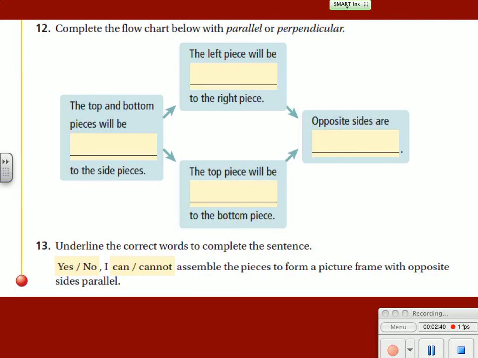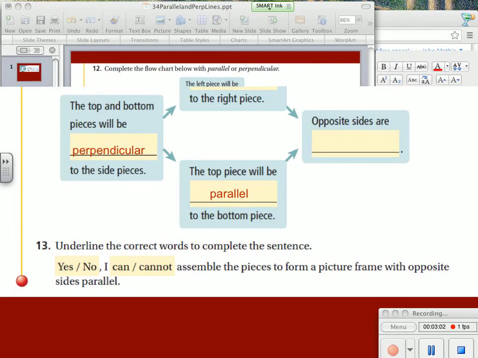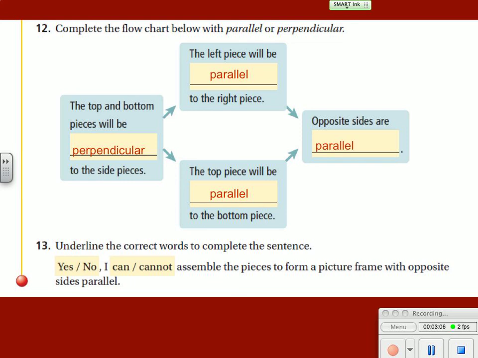So the top and bottom pieces will be parallel. The left piece will be parallel to the right piece. The top piece will be parallel to the bottom piece, and both opposite sides are parallel. And I put perpendicular. That is a mistake. I don't like mistakes. No harm, no foul. We just fix it. Opposite sides are parallel. So underline the correct words to complete the sentence. Yes, I can assemble the pieces to form a picture frame with opposite sides parallel.